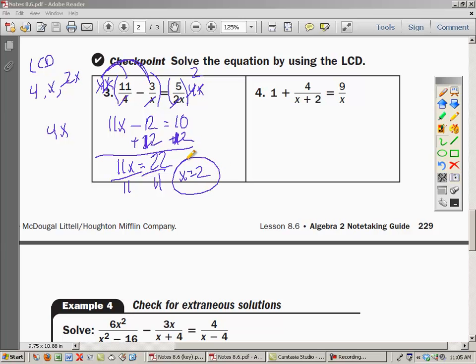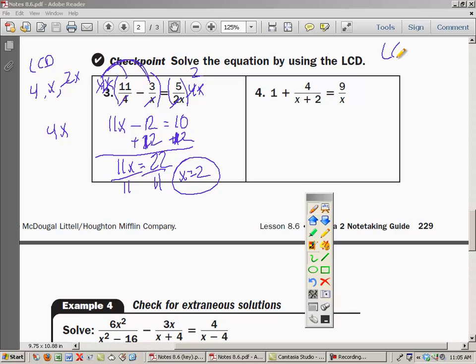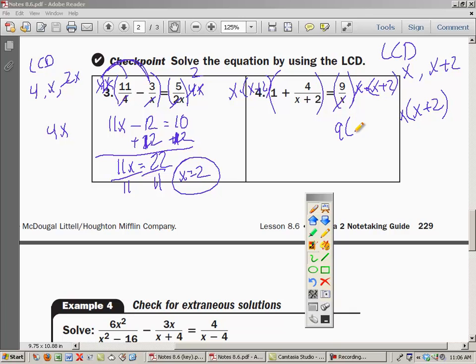The next one is not quite as easy. We need to multiply by the least common denominator of x and x plus 2. Well, that's simply x plus 2 times x. All right? So we're going to multiply every single thing in here by x times x plus 2, x times x plus 2. All right? The x cancels with the x. I'm left with 9 times x plus 2.